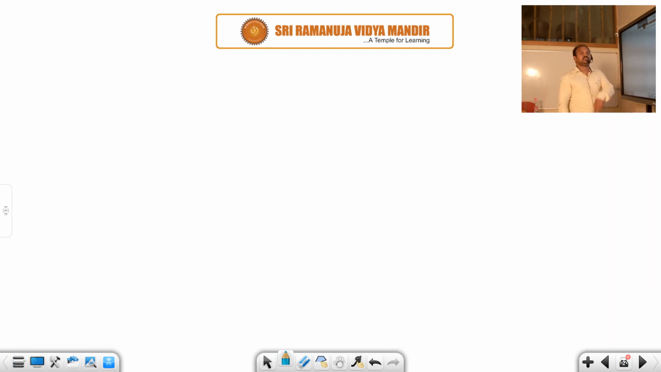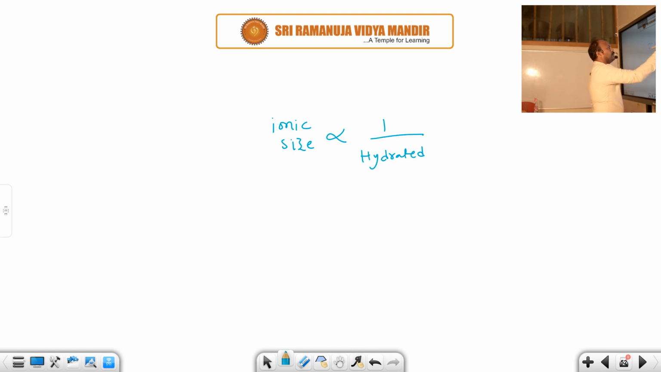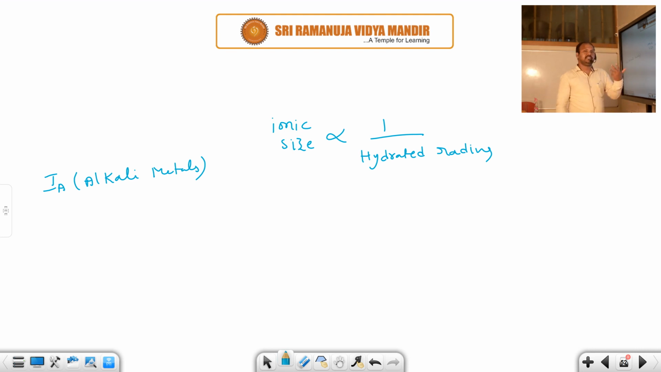So ionic size is inversely proportional to which one? Hydrated radius. Ionic size is inversely proportional to hydrated radius. So for your sake, I take the example of first A group elements, the alkali metals. From top to bottom along the group, from lithium, sodium, potassium, rubidium, cesium, what will happen to ionic size? Size increases.